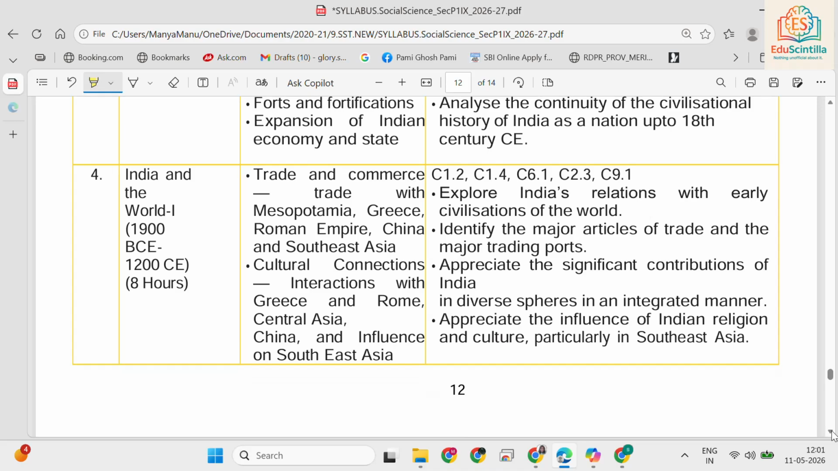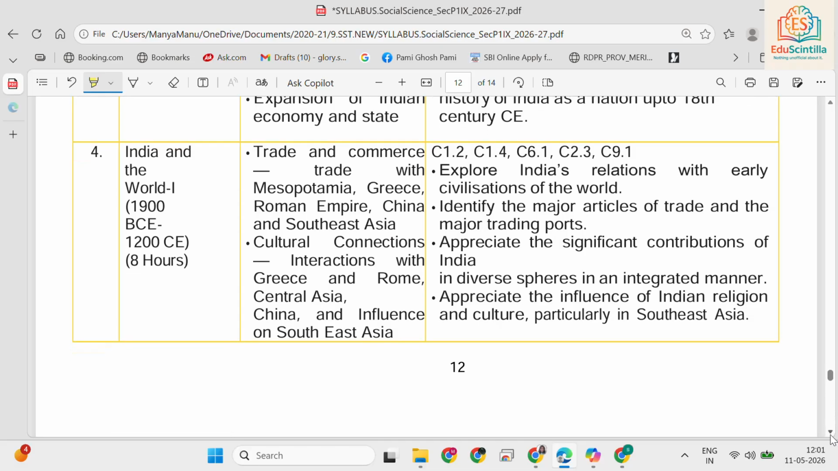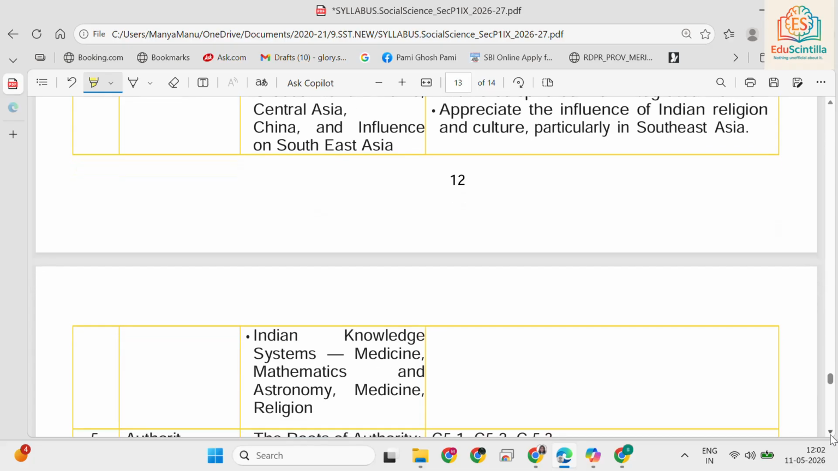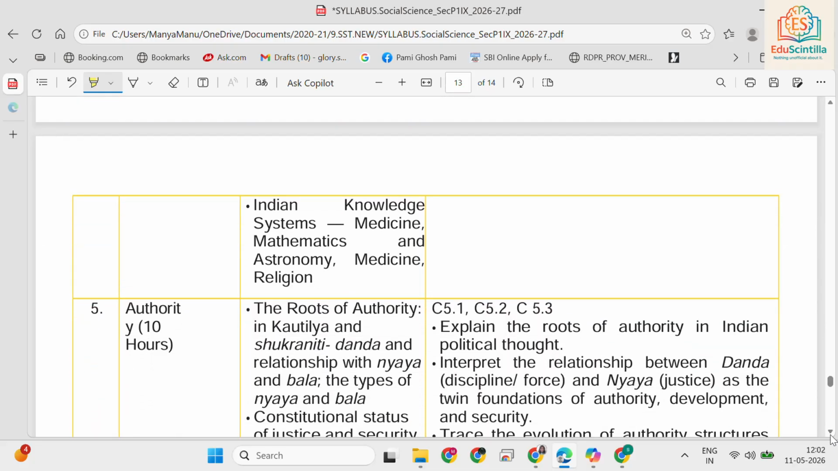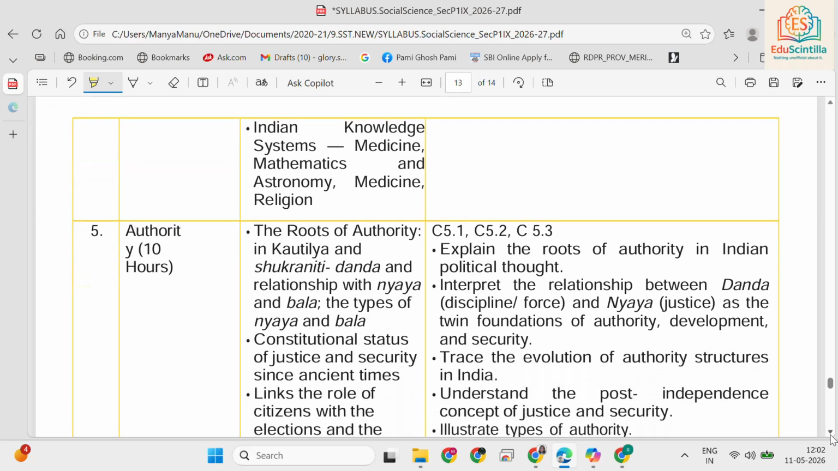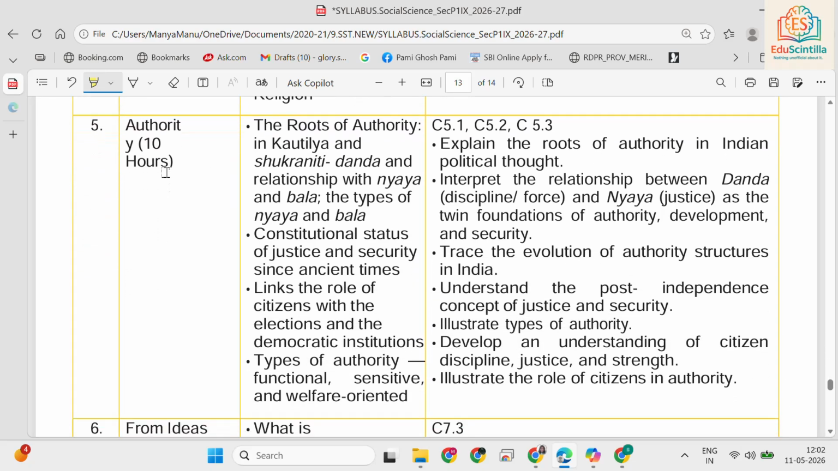Then theme 4 is India and the World 1, 1900 BCE to 1200 BCE. Time allocated is 8 hours. Trade and commerce, trade with Mesopotamia, Greece, Roman Empire, China and Southeast Asia, cultural connections, interactions with Greece and Rome. Then the Indian knowledge system, medicine, mathematics and astronomy, religion. So also have a look at the competencies and outcomes.